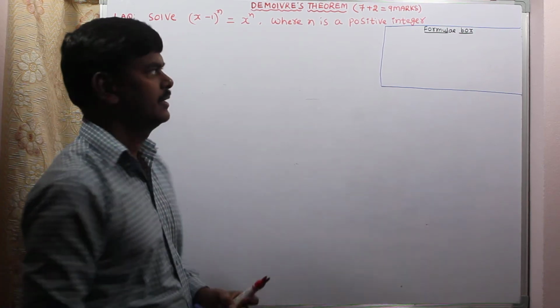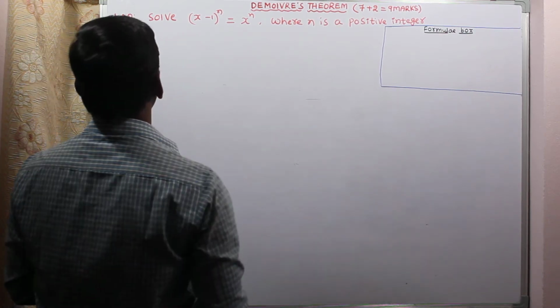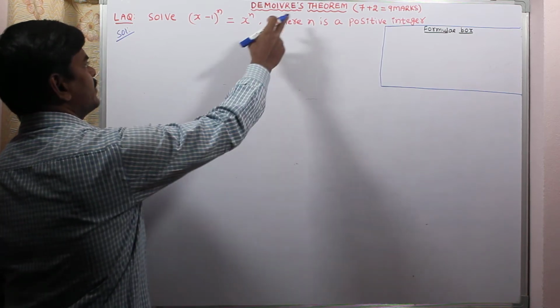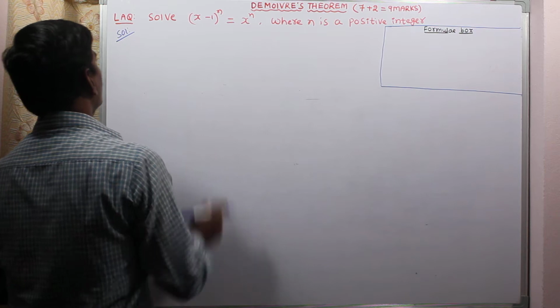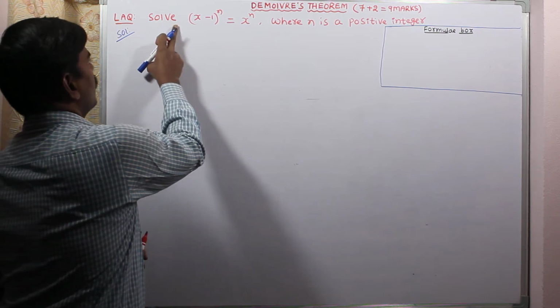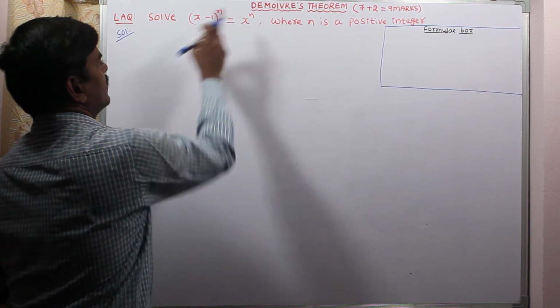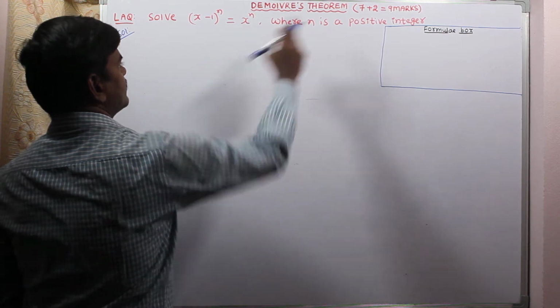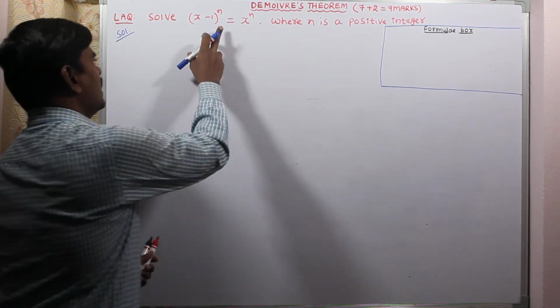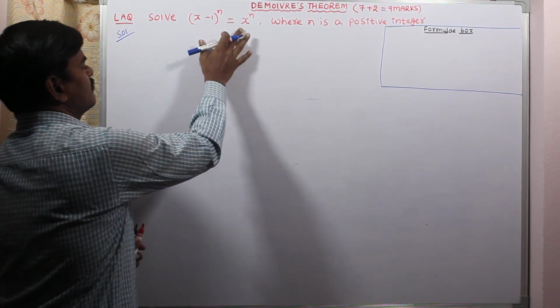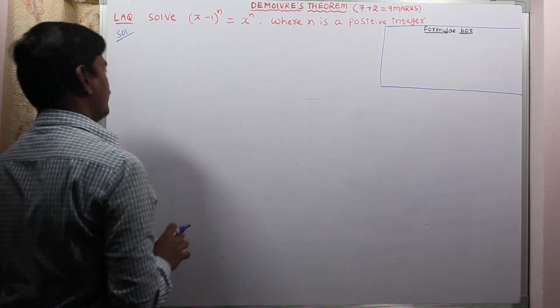Hello students, in this video we are going to learn one of the important long answer questions from the chapter De Moivre's theorem. Let us see the question. Solve (x minus 1) whole power n equals x power n, where n is a positive integer. We have been given an equation to solve. Solving an equation is nothing but finding the x values.